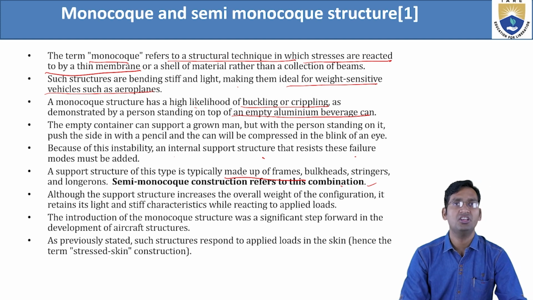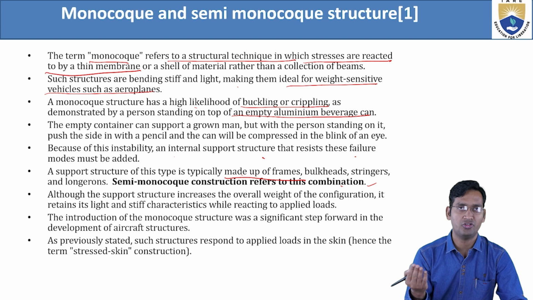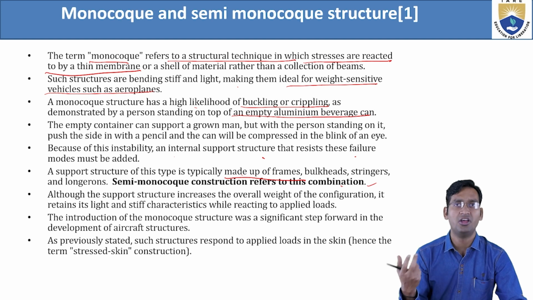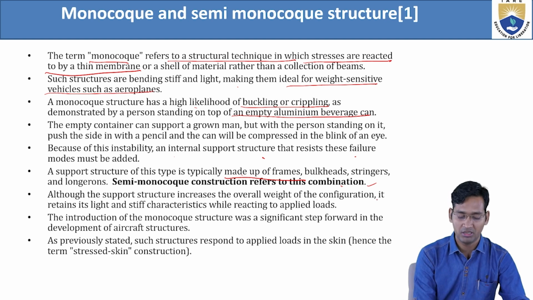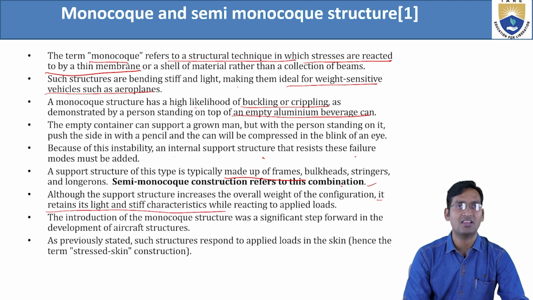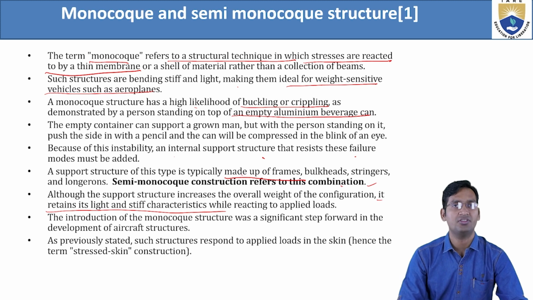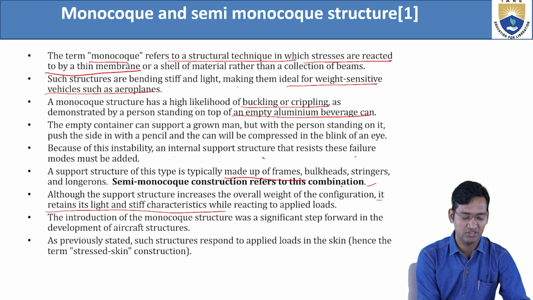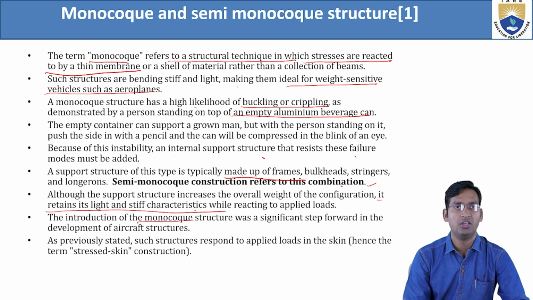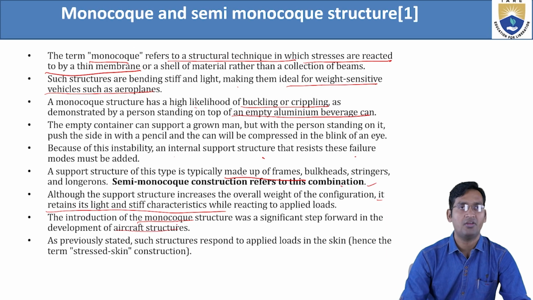Although the support structure increases the overall weight of the configuration, it's obvious that adding the support structure will increase the weight. It retains its light and stiff characteristics while reacting to applied load. So though their weight will increase after adding, it retains its light and stiffness characteristics even after applying the load. The introduction of monocoque structures was a significant step forward in the development of aircraft structure. So this helps for the development of the aircraft structure.